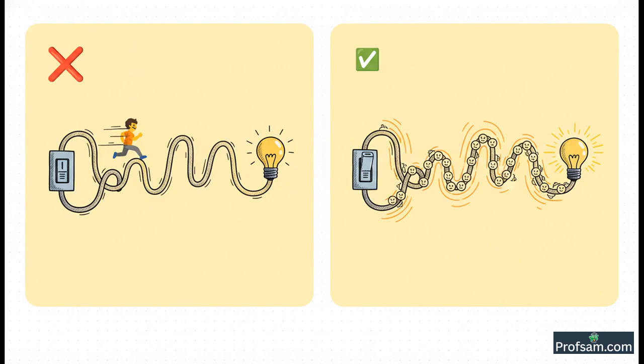And this brings us back to our original mystery. The wrong idea is that electrons have to physically run all the way from the switch to the bulb. The correct idea is that the signal to move, that electric field we talked about, travels at almost the speed of light. So the moment you flip the switch, it tells all the electrons everywhere in the wire to start drifting at the exact same instant.